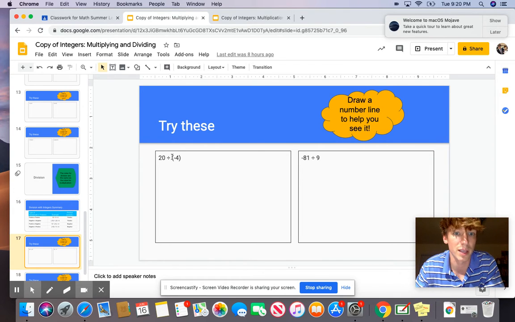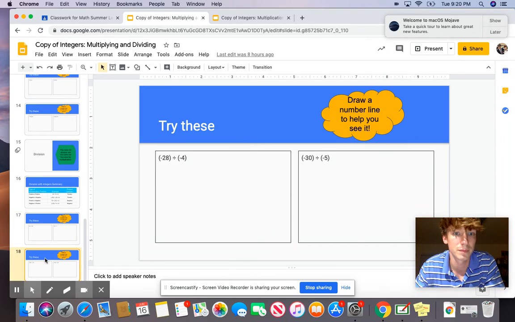So signs right here are different. It's going to be positive or negative? Negative. All right, I think we're done with this.